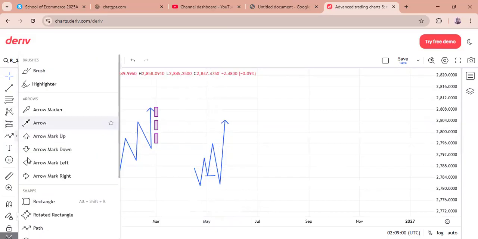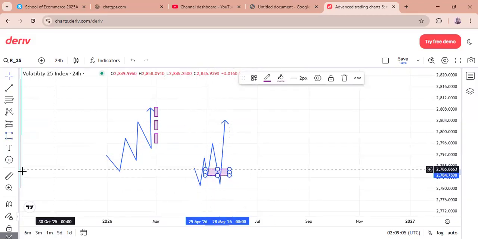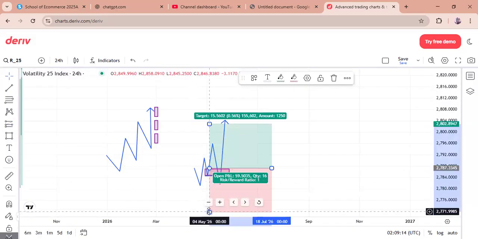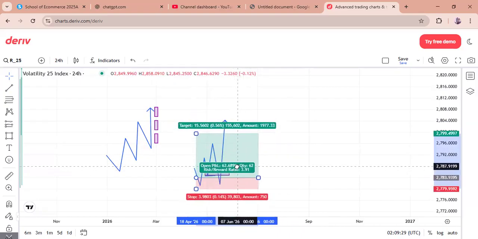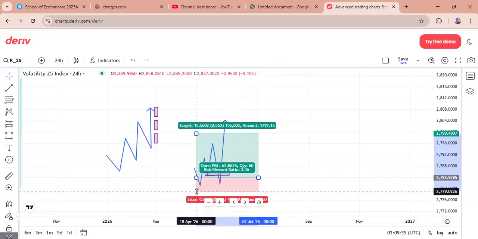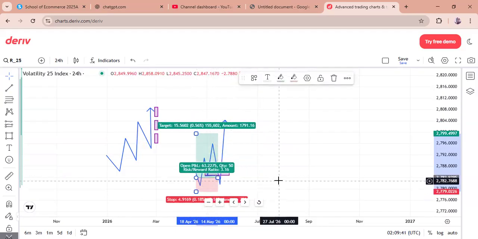Let me draw a box. You'll be putting your entry somewhere here, right? Then your SL will be somewhere around here. You will not put the SL like this, then the price kicks you out and you say market manipulation. Whereas your entry should have been somewhere here, beneath the liquidity, on the unmitigated order block. And your SL will be beneath it. This is how I get most of my trades.